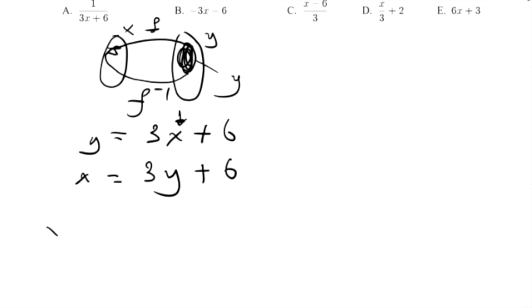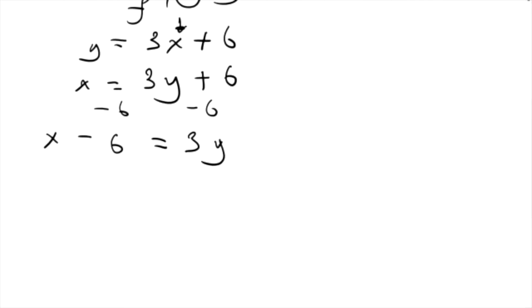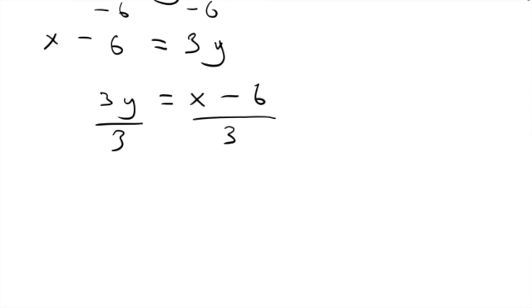Now we can move our 6 by taking away 6 on both sides, which gives us 3y is equal to x minus 6. For more conventional purposes, since it's an equation, we can write it as 3y equals x minus 6, since we're almost always used to writing it that way. Now we can further isolate y by dividing both sides by its coefficient 3. And when this cancels, we get y is equal to x minus 6 divided by 3.